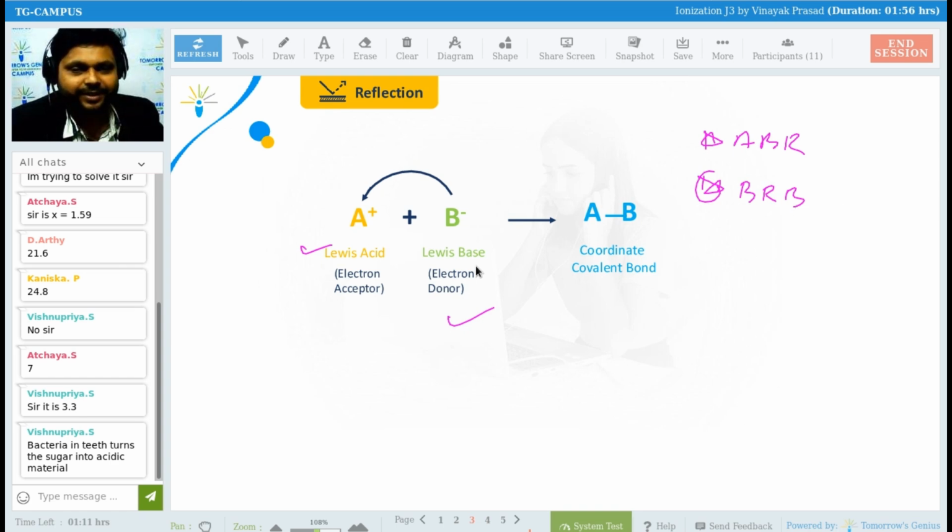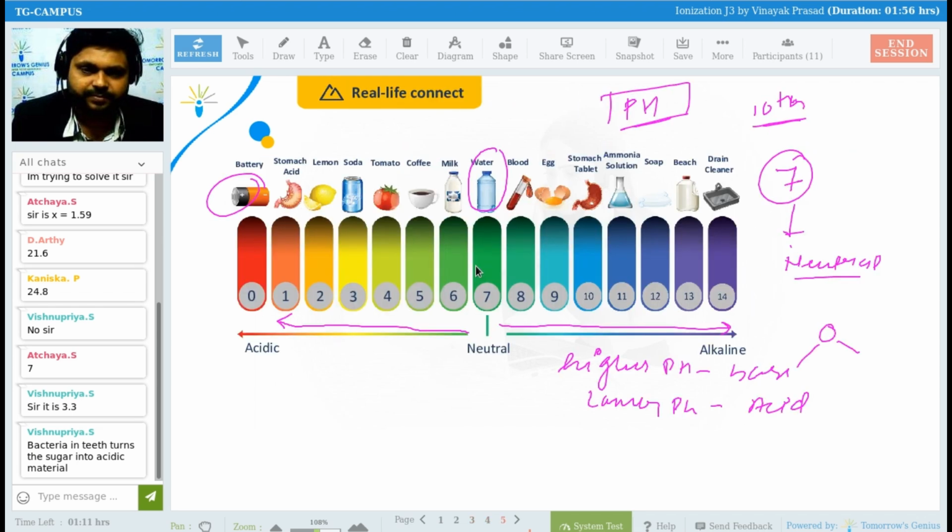So here you can take what? BRB. Blue base turns red litmus into blue. Is it okay? And ABR. ABR is what? Acid turns blue litmus into red. Is it okay? So this is basic one. Okay, now come to the next point.